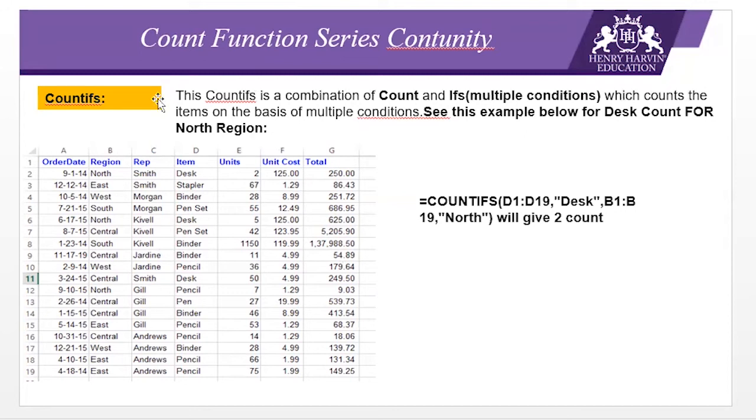This is the function which gets you the 3 count. Simultaneously, if you work on COUNTIFS, understand that it can accept multiple conditions. Here we are asking: desk count for north region. Desk is found in the item column and region is found in the region column. So we are using 2 conditions, and it is giving a count of 2. You can see desk and north is there, and if you go a little down, you won't find the data. This is the small data set we have used to make you understand the entire scenario.